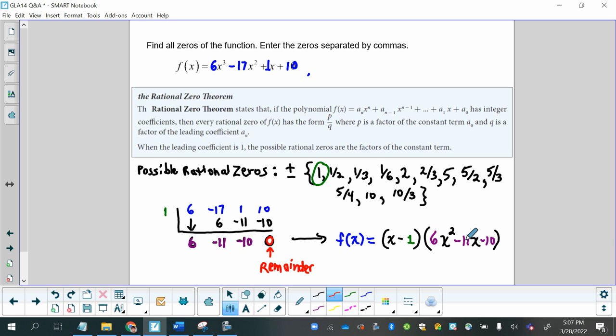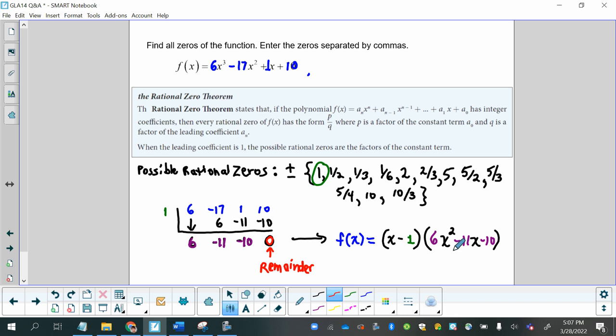Okay, so now that we have done this first step, we are in a much better position to go forward easily because it was only a degree three polynomial. I now have a second degree polynomial, which I know how to factor. So as long as this is factorable, no big deal. We're going to be done with the hardest part of this question. If it's not factorable, you can use the quadratic formula to find these zeros.